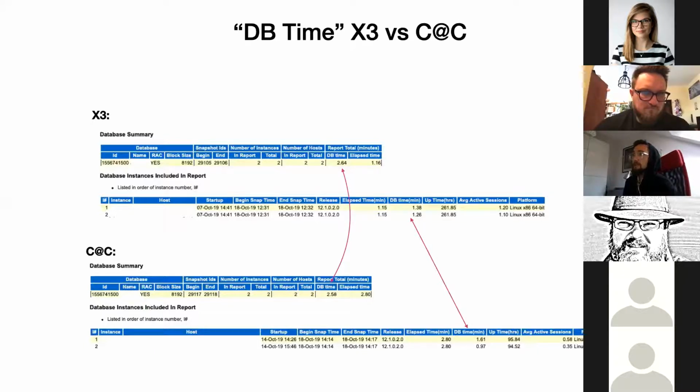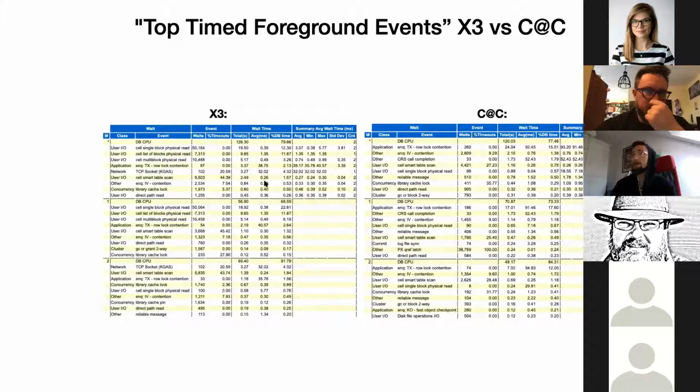The same here, when we look at the database time in the AWR report, we can see that it's a little bit longer. The overall report shows that DB time for X3 is longer than on CC. And one more thing, wait events for both Exadatas.